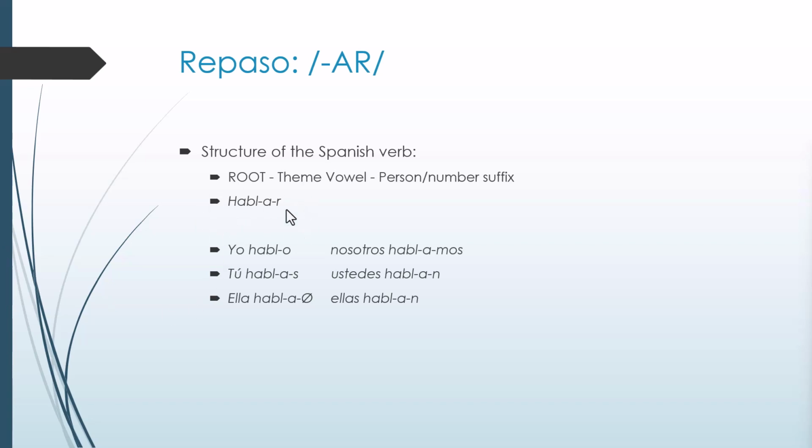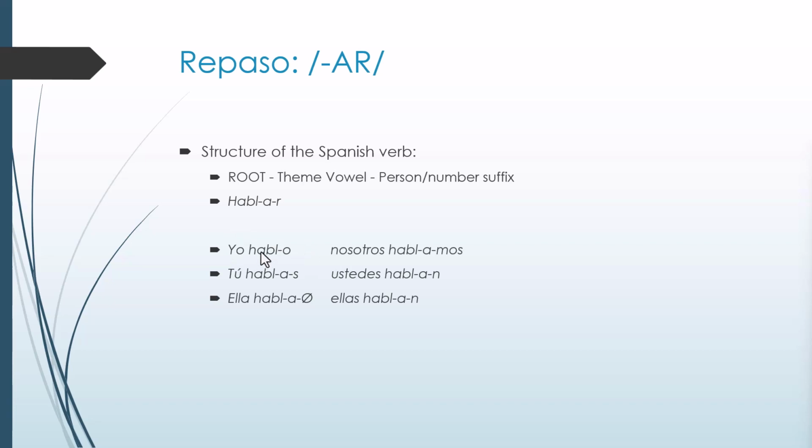So here we have hablar, right? The word to speak. Habl, that's the root that means to speak. The a tells us it's in the AR class, and then the r just tells us that it's the infinitive or the citation form, right? And we can see this pattern all the way through the paradigm, except for in the yo form, right? And this is only in the present. It's just a weird, unique form for yo.